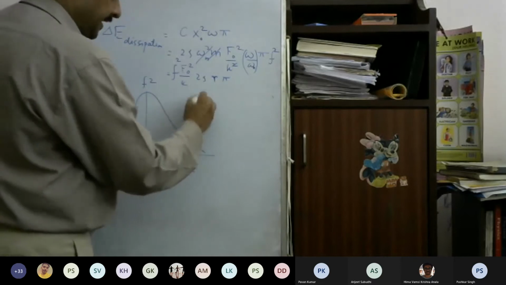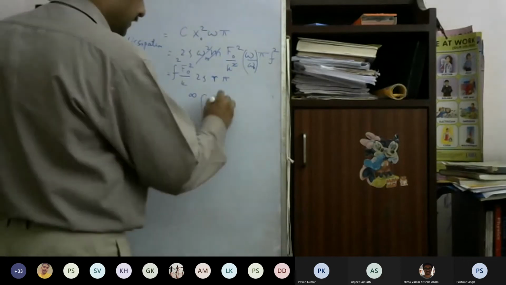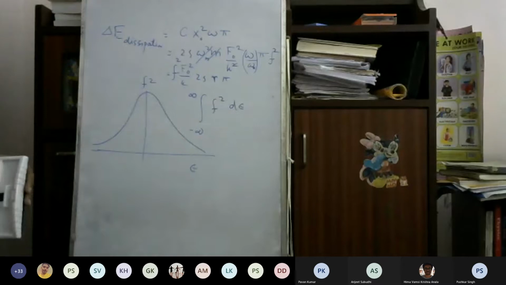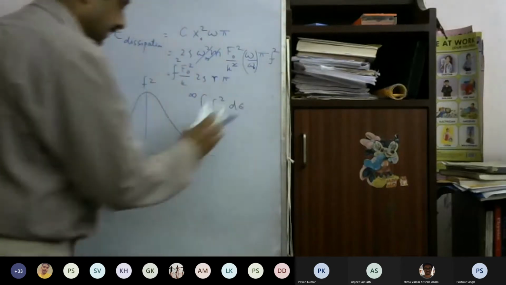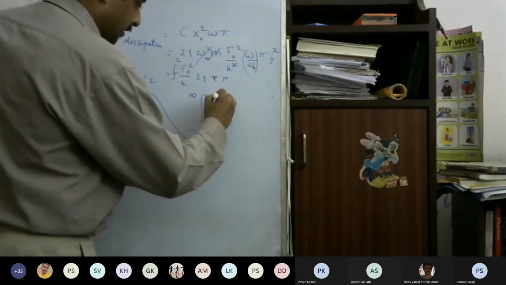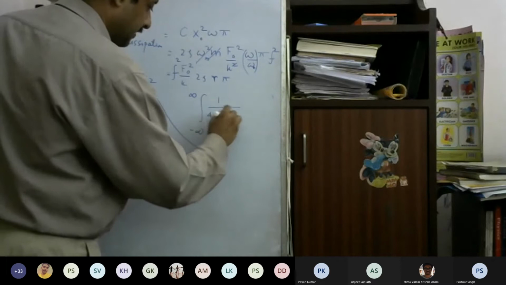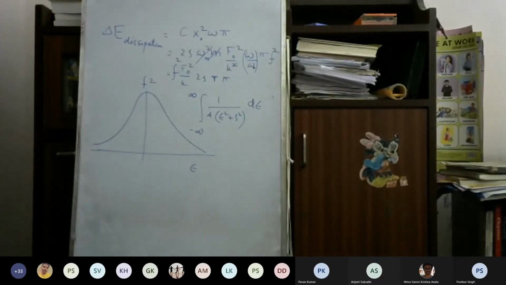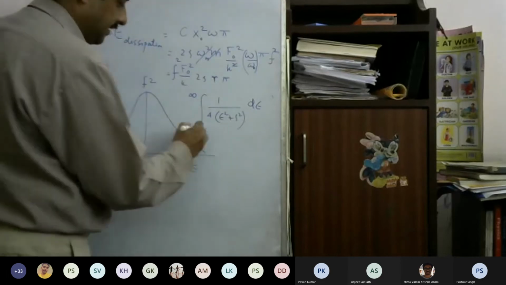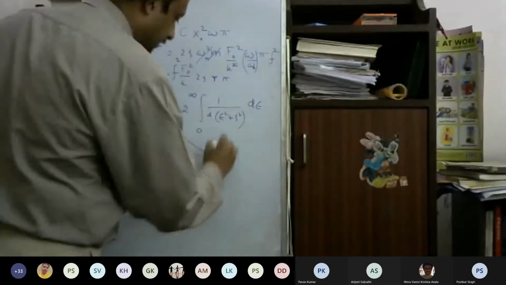So epsilon, if you integrate from minus infinity to infinity f square d epsilon, you see one thing that this becomes equal to the integral from minus infinity to infinity of 1 by 4 epsilon square plus zeta square, and d epsilon like this. Okay, so this integration will be like that, and then what will happen to this?